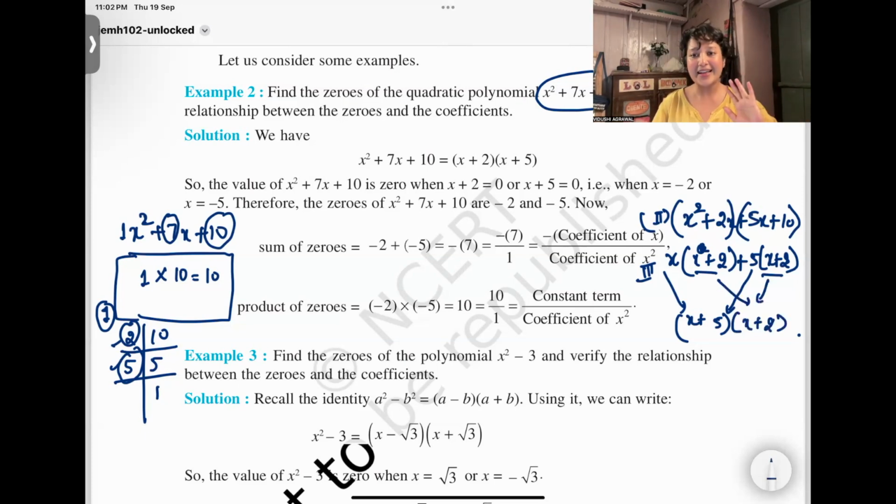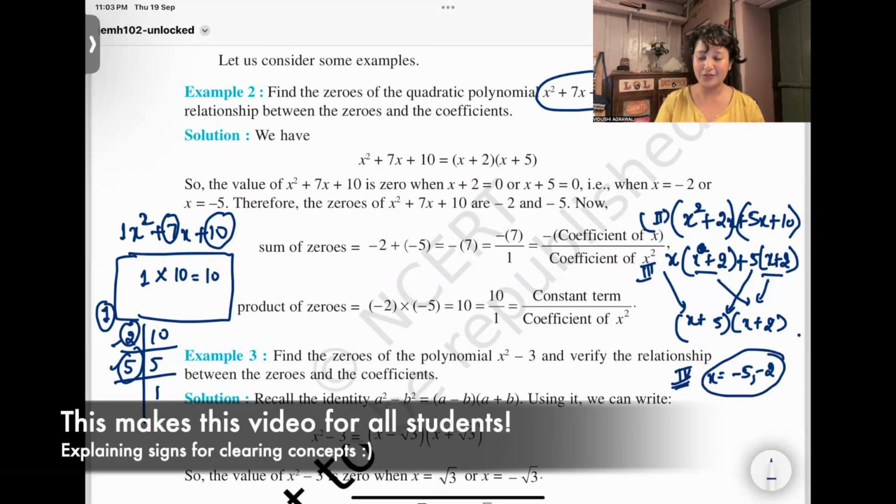And then the last step, fourth step, is I'll equate it to 0. If x plus 5 is equal to 0, I transfer this plus 5 to the other side. So I'm getting x equals minus 5. So I'm going to write x is equal to minus 5. x plus 2 is equal to 0, plus 2 is transferred to the other side, then I'm having x equals minus 2. So this is my answer, minus 5 and minus 2.